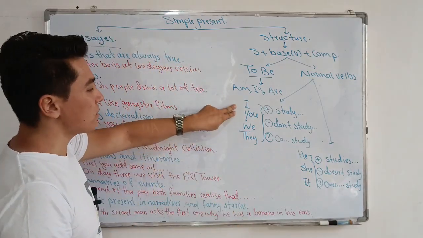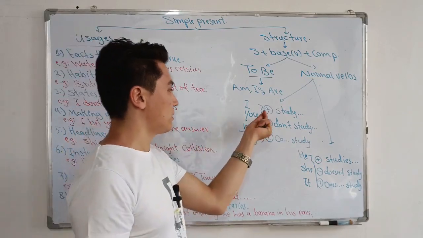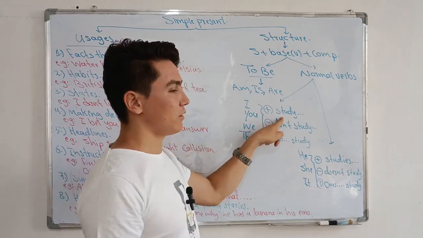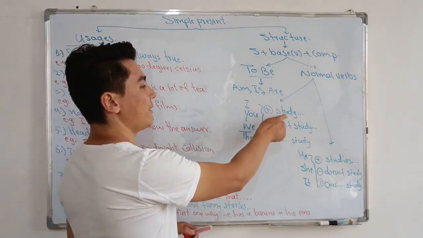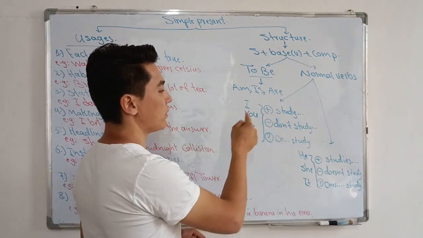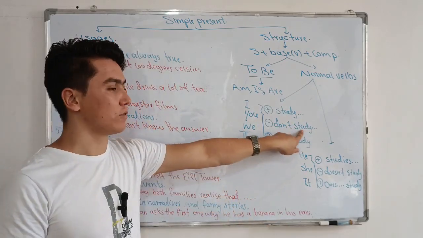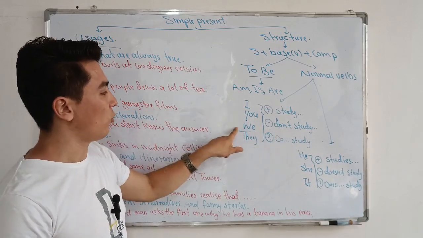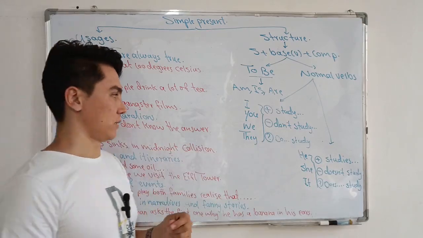For these four subject pronouns, I, you, we, and they, in simple present tense in positive sentences, we can use the base form of the verb without any changes. There is no change needed. As an example, we can say I study, you study, we study, or they study. But in negative sentences, you add don't to the verb. For example, I don't study, you don't study, we don't study, and they don't study. So these are the examples with negative sentences.